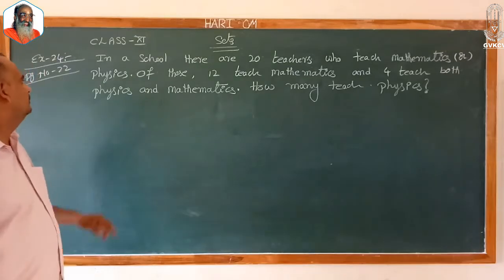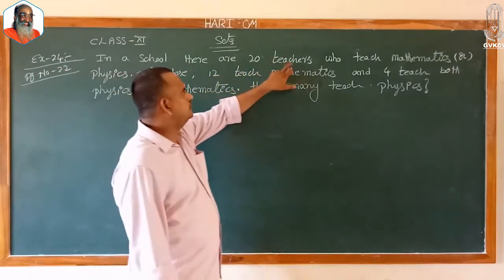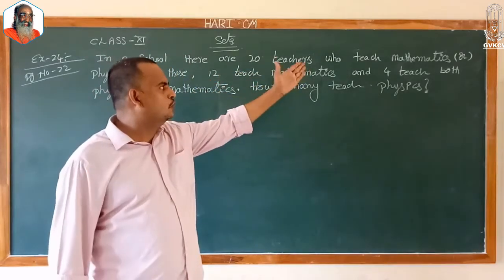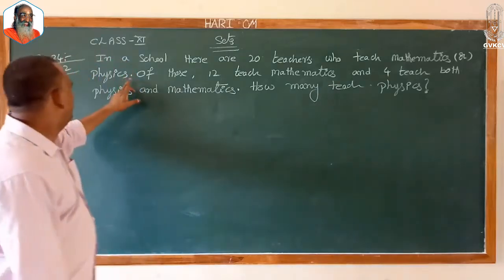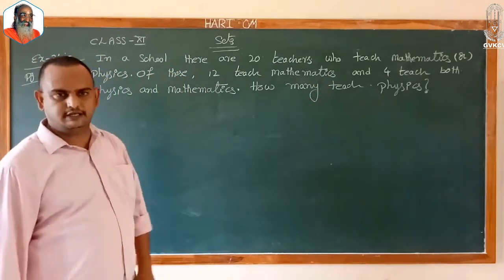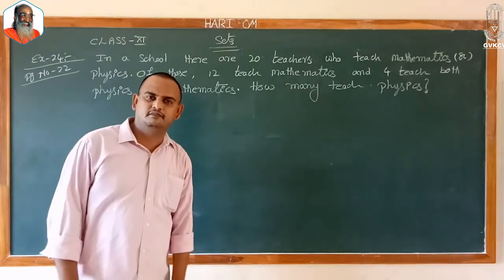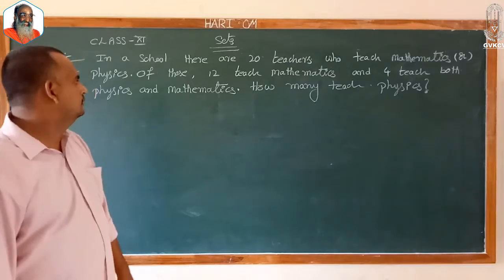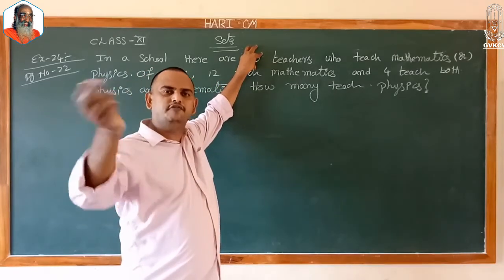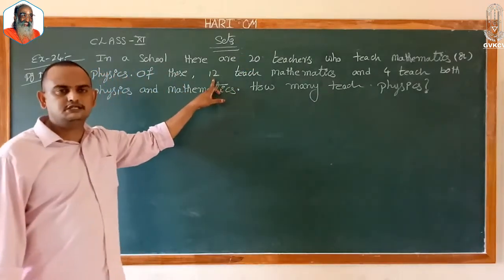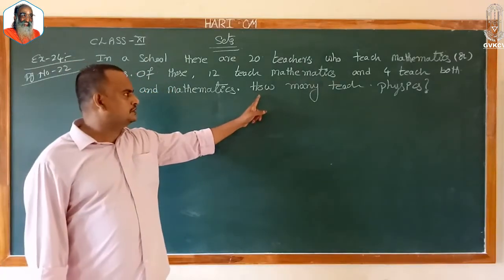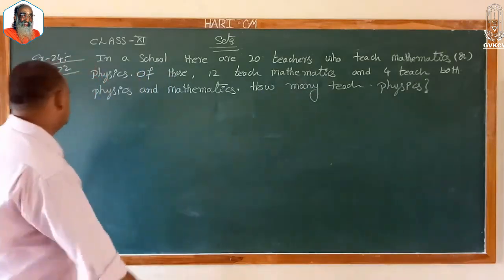An interesting concept we have. In a school, there are 20 teachers who teach mathematics or physics. Of these, 12 teach mathematics and 4 teach both physics and mathematics. How many teach physics? A simple question. You have to understand. Total there are 20 teachers. These 20 teachers may teach mathematics or physics. In that, 12 teachers teach mathematics, 4 teachers teach both mathematics and physics. Now what is the question they are asking? How many teach physics?